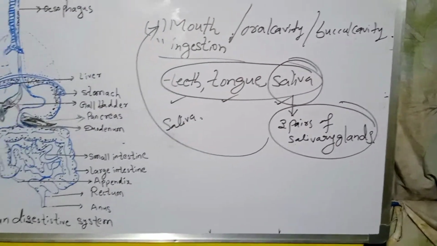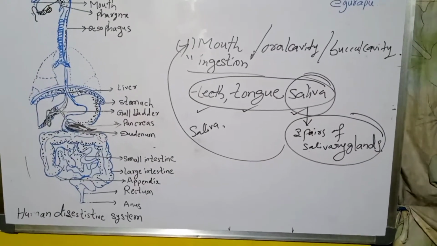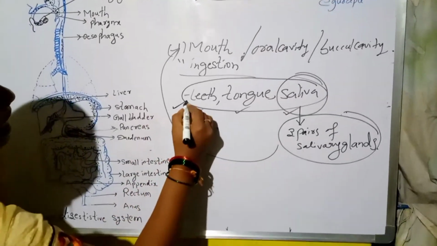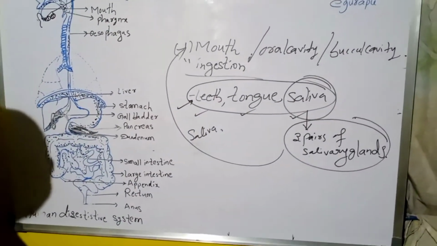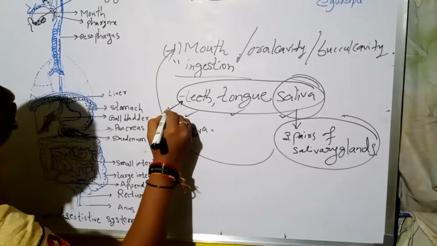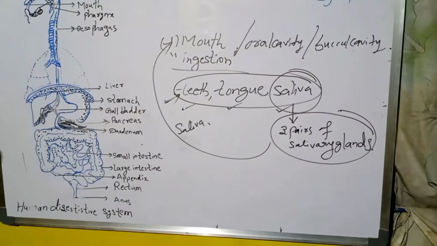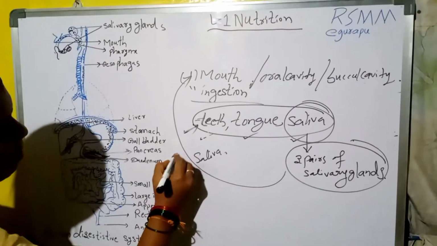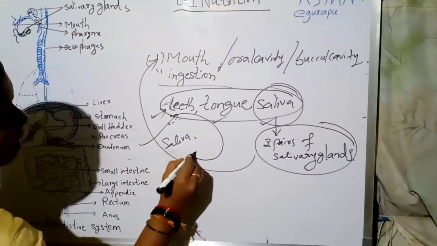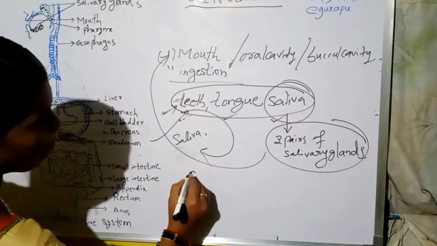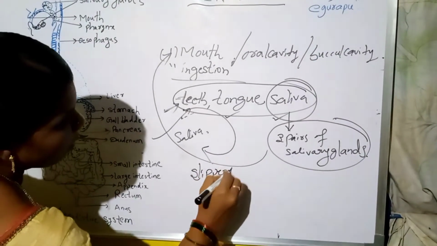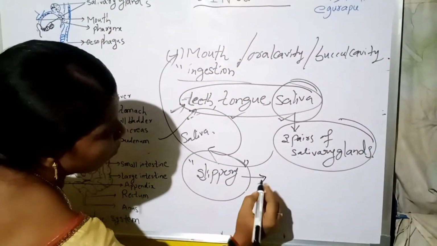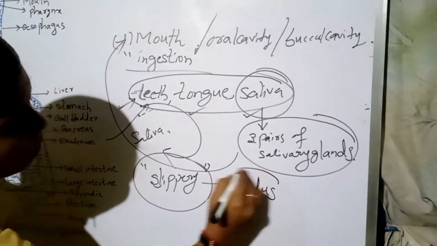We are taking food through our mouth. So what happens in our mouth? We cut and crush the food through teeth. And that food mixes with saliva, and the food becomes slippery. This nature of food is called bolus.